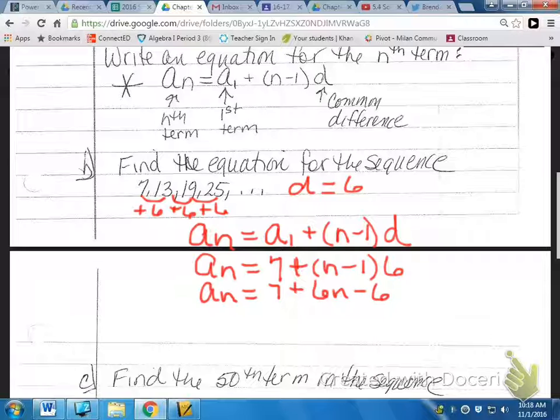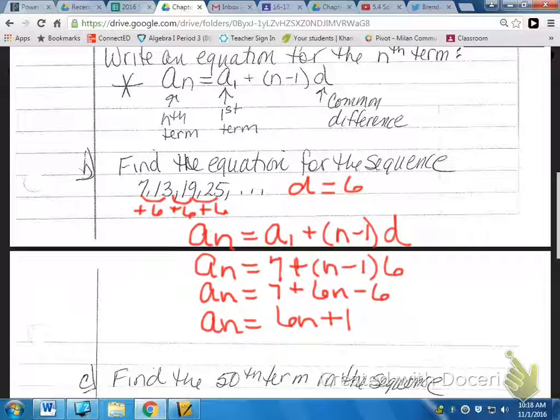One more thing to kind of clean it up. Any term n would be 6n plus 1. I combined my like terms of 7 and negative 6. So this sequence is A sub n equals 6n plus 1.